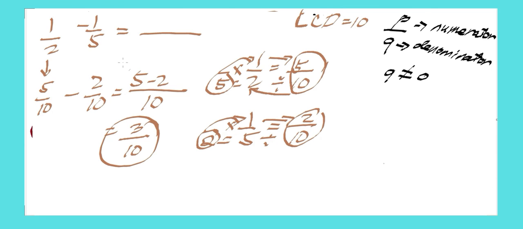So let's have another example, para mas maintindihan ninyo yung topic natin. We have here 2/3 minus 2/5. Again, if you look at the denominator, they are different. They were really different. So what are you going to do? You're just going to get the LCD.